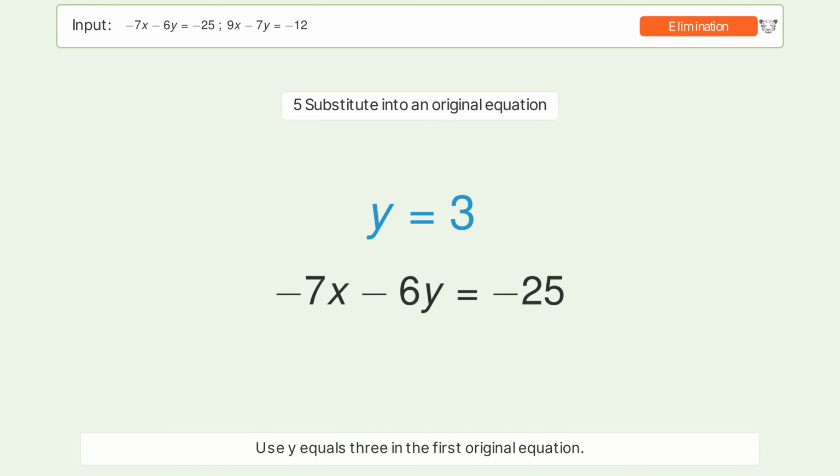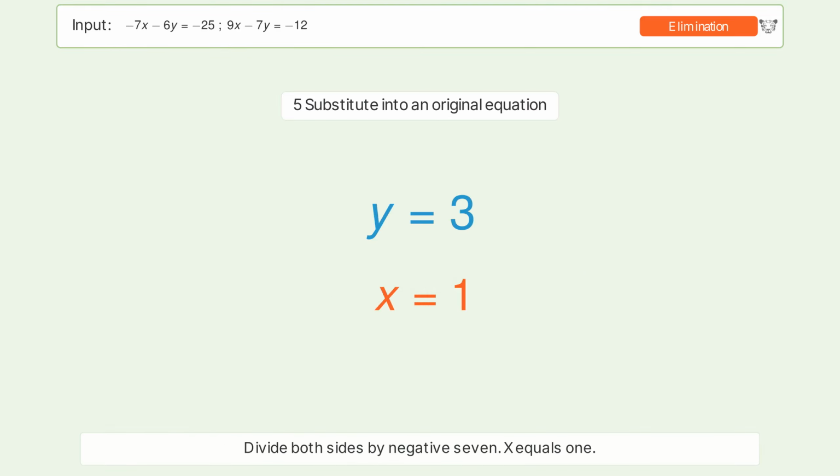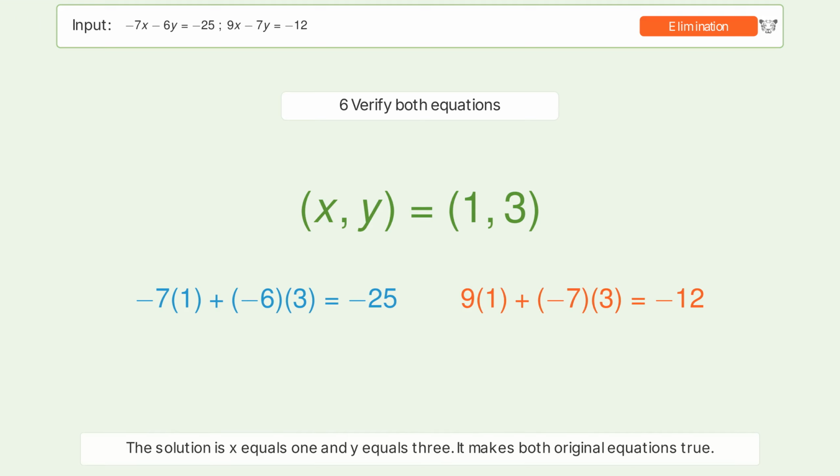Use y equals 3 in the first original equation. Replace y with 3. The remaining x term equals negative 7. Divide both sides by negative 7. X equals 1. The solution is x equals 1 and y equals 3. It makes both original equations true.